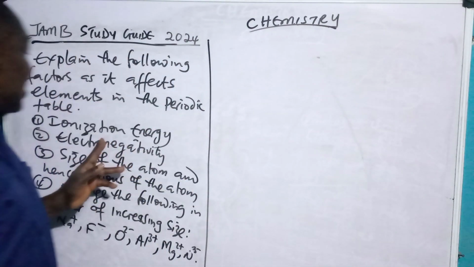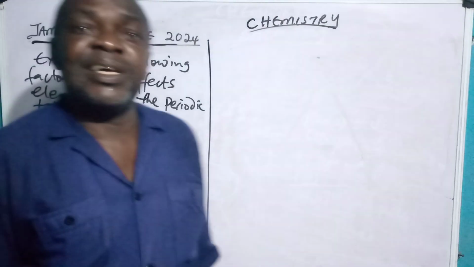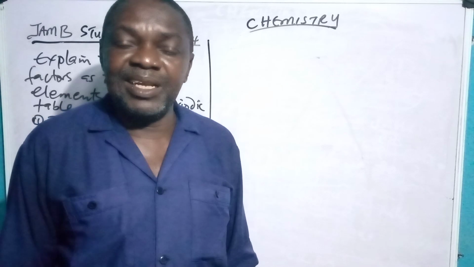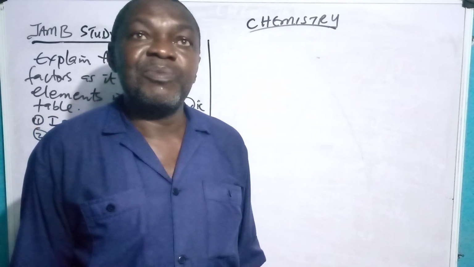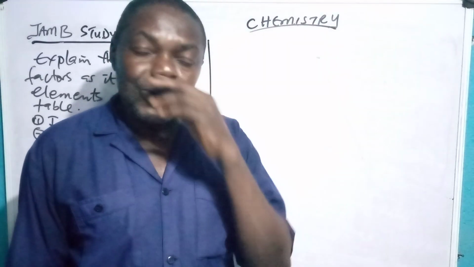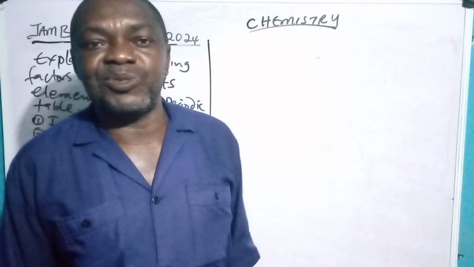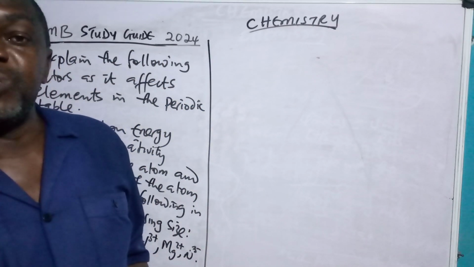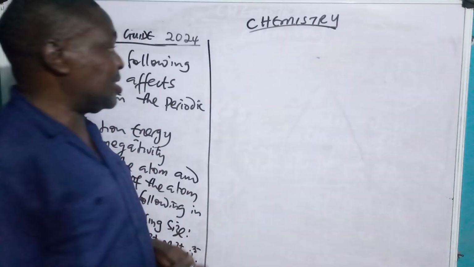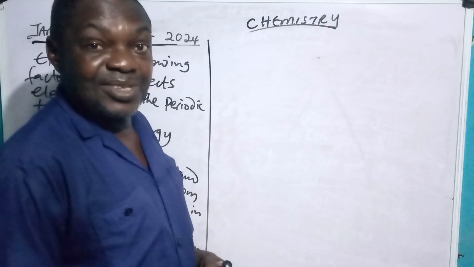Now the first one is ionization energy. Ionization energy is the energy needed to set free an electron from an atom, a neutral atom actually, to become a positive ion, or an ion with a positive charge. It is the energy required to knock off an electron from a neutral atom to form an ion with a positive charge. For example, all the group 1, group 2, and group 3 elements exhibit this ionization energy.